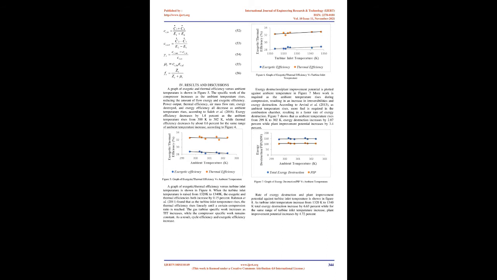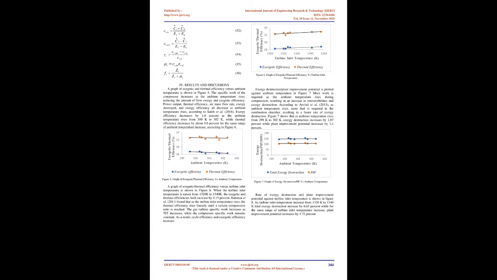A graph of exergetic and thermal efficiency versus ambient temperature is shown in Figure 5. The specific work of the compressor increases as the ambient temperature rises, reducing the amount of flow exergy and exergetic efficiency. Power output, thermal efficiency, air mass flow rate, exergy destroyed, and exergy efficiency all decrease as ambient temperature rises, according to Saleh et al., 2016.